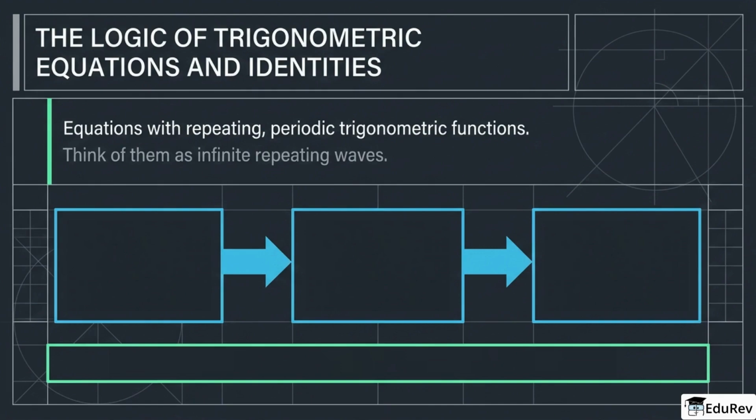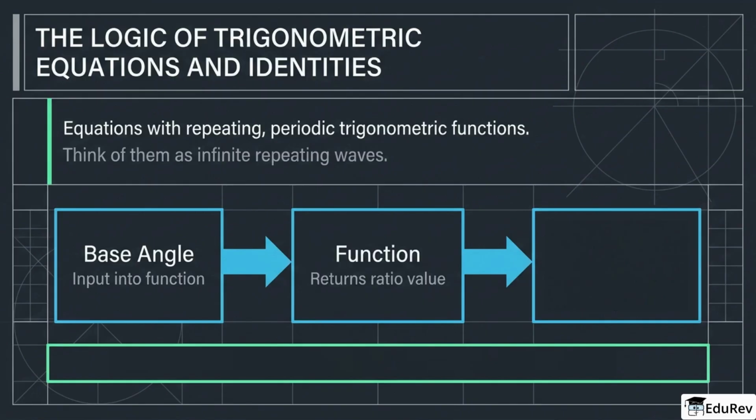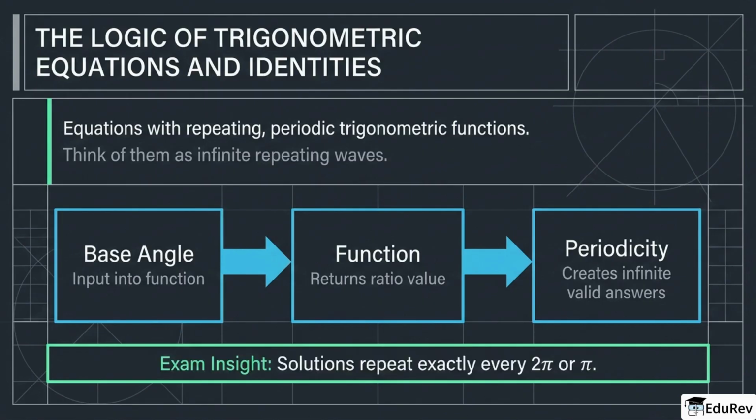A trig equation is basically a repeating wave trying to tell you its valid angle values. The base angle goes into the function, returns a ratio value, and periodicity creates infinitely many valid answers. That is why one solution is never enough in this chapter. The exam insight here is very important. Solutions repeat every 2 pi or every pi depending on the function. So you must always think in cycles, not just single values.